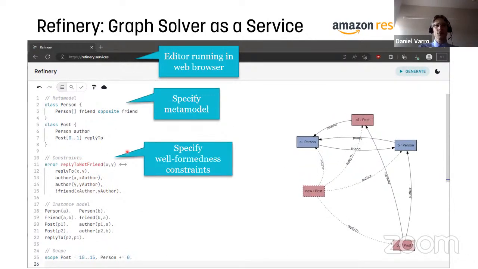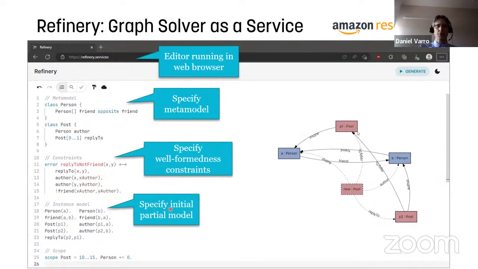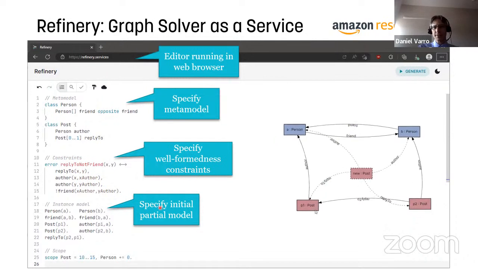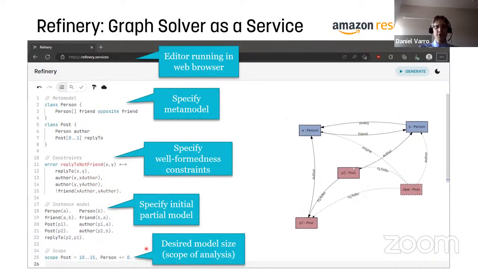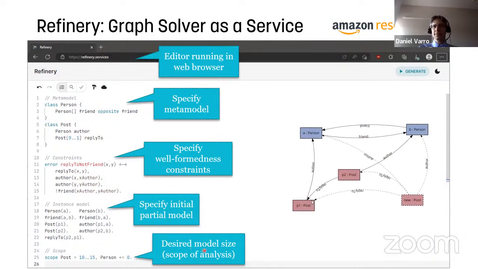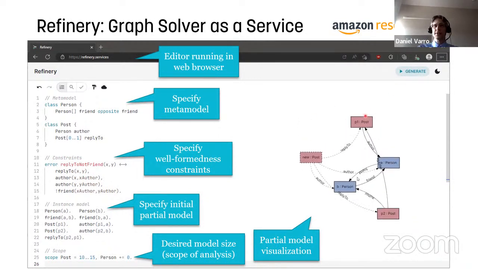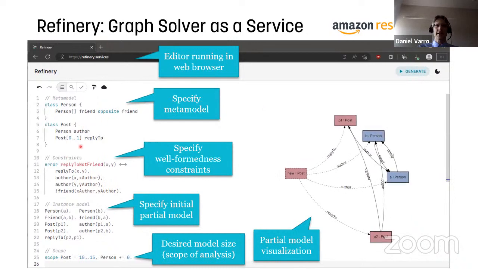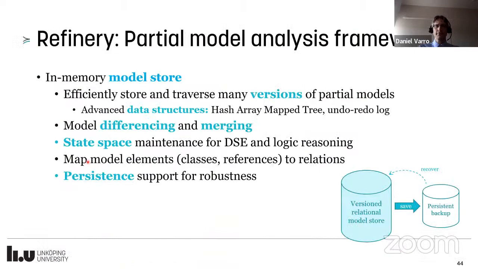You can specify the metamodel. You can specify the well-formedness constraints. You can even specify some initial partial models that need to be included. You can define certain scopes for the designated analysis size, and then you hit the generate button, and in the end you get some instances satisfying the actual constraints.